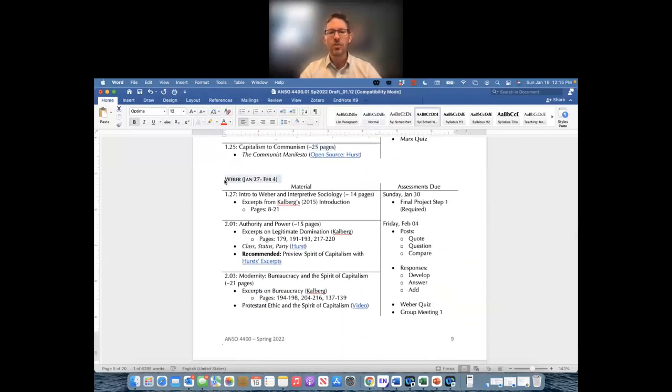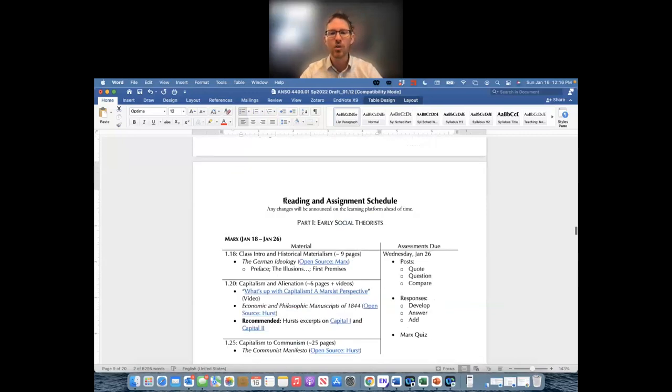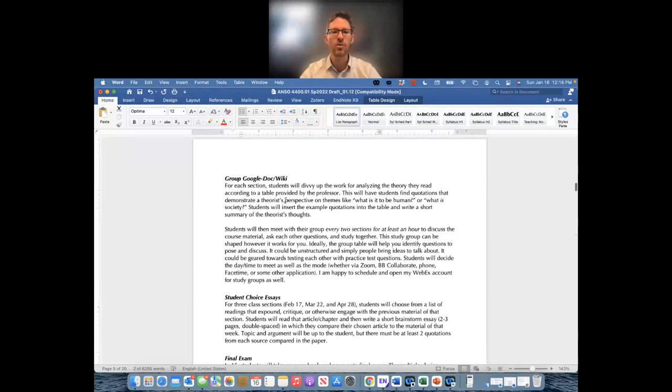So the second person that we're looking through is Max Weber. He is a German sociologist of the 1800s. You'll be reading from Kahlberg's book that has some writings from Weber as well as some explanations. If you see something like Kahlberg that doesn't have a link, you will want to scroll up to the readings.